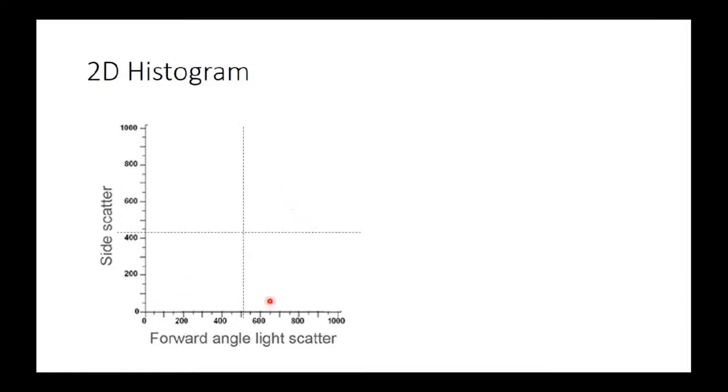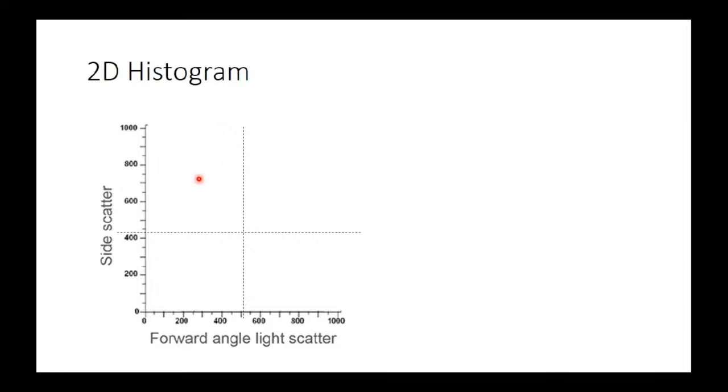So I have here 4 quadrants. If the cell appears in the lower quadrants, it means that it has low signal on the side scatter detectors, which means that the cell is simple. If the cell appears in the upper half, it means that it gives high signal on the side scatter detectors, so it means that the cell is complex. If the cell appears on the right half, it means that the cell gives high signal on the forward scatter, which means that the cell is big. And if the cell appears here, it means that the cell is small.